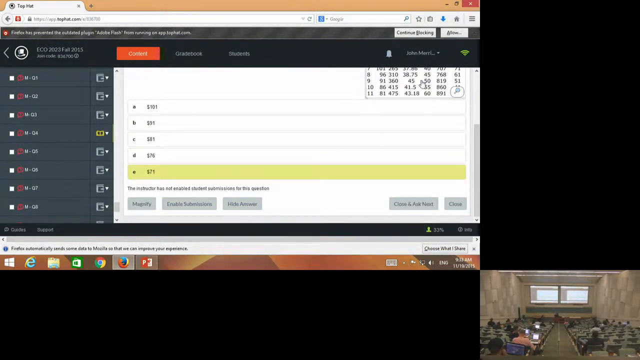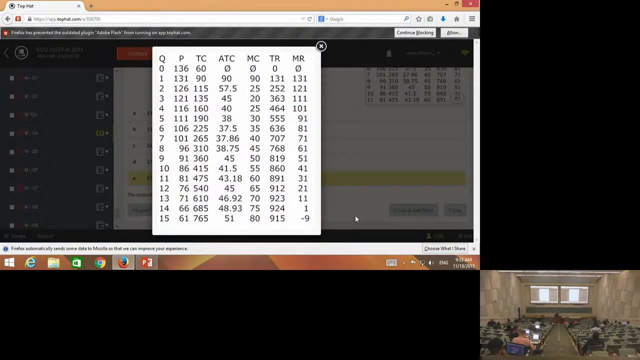Let's see, 71 is the answer. So how do we know it's 71? At any price above 71, the price, say 76, is above marginal cost, and therefore expansion will occur.